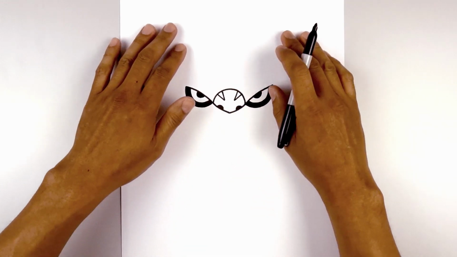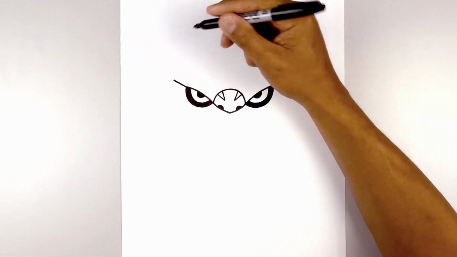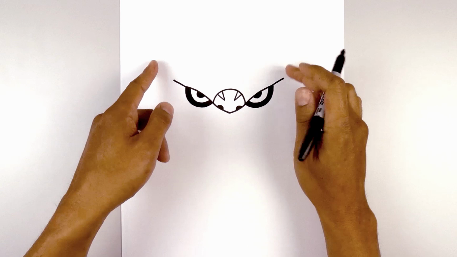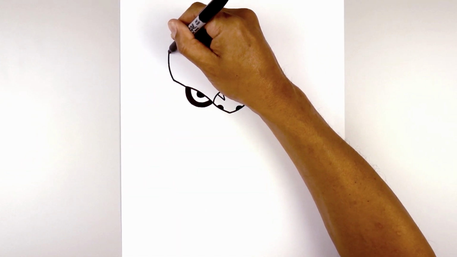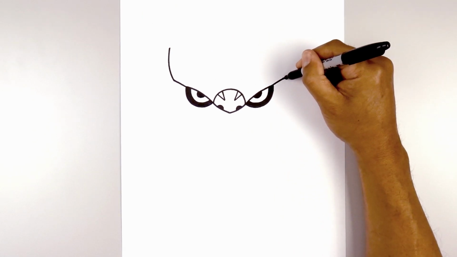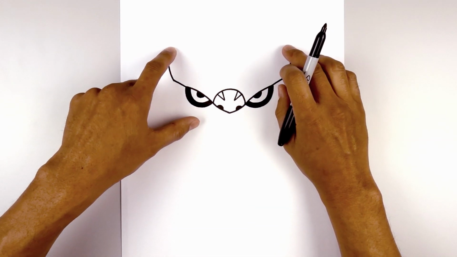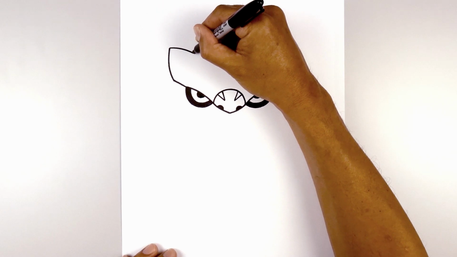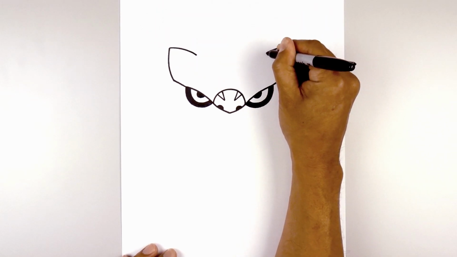Now we're going to work our way towards the top of the head. From the top corner of the eye, I'm going to angle up and out towards the side of the head on both sides. Now I'm going to round out the ear. On the left side, we're going to curve out and then up towards the tip of the ear. And then from the tip, we're going to curve in and then down. Pull that down to right about there. We'll do the same thing on the right side.